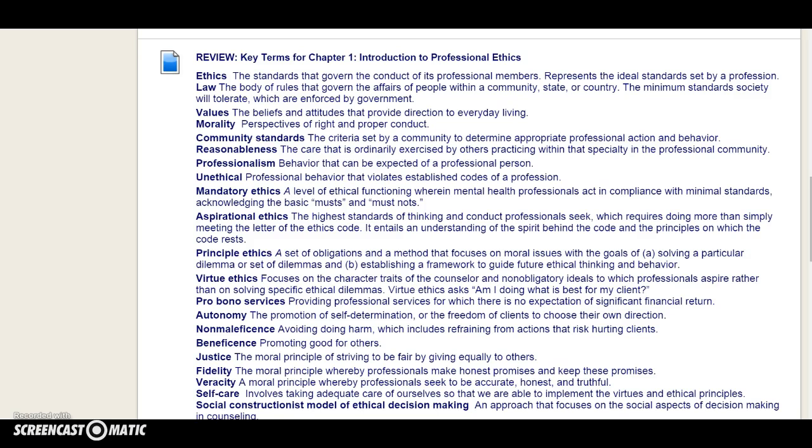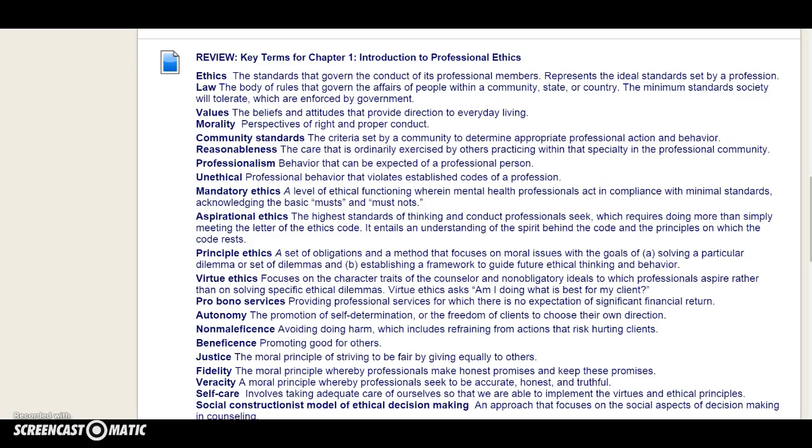Now, what's interesting about the field of corrections, and I guess probably most of the helping fields, is that when you violate that boundary, it also opens you up to the possibility of being prosecuted criminally and civilly. And so we have to pay close attention to how we interact with our clients and what our agency's policies are, because they are there to protect the helpers and the clients as well.